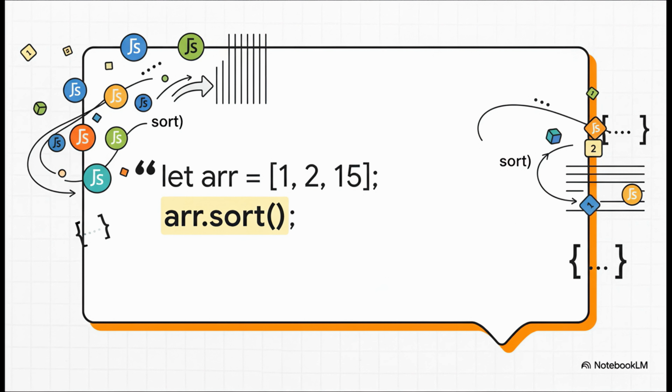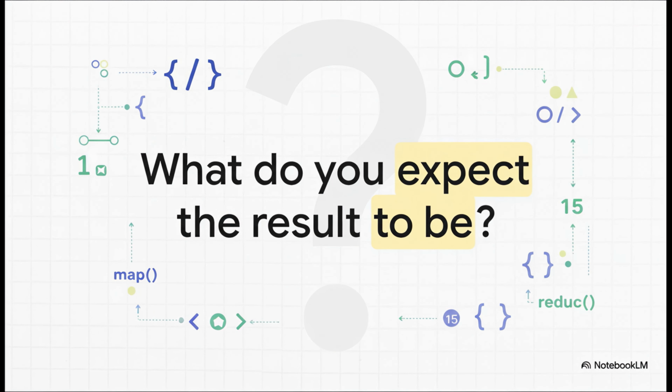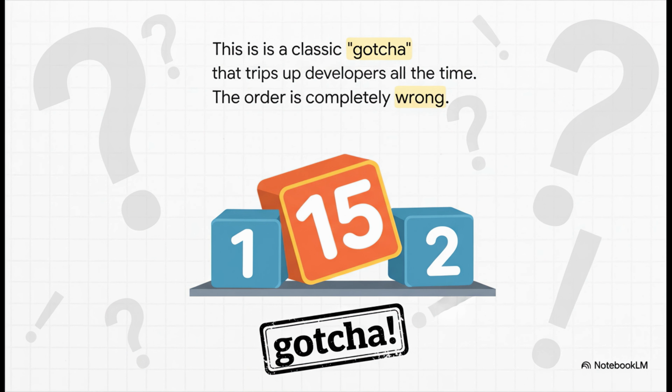Seems simple enough, right? We've got an array here with a few numbers in it, and we just call the .sort method. So just take a second here and think. What do you expect that array to look like after we sort it? I mean, logically, it should be 1, then 2, then 15. But is that what JavaScript is going to give us? And there it is, 1, 15, 2.